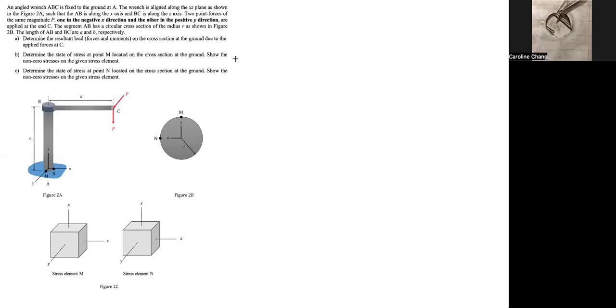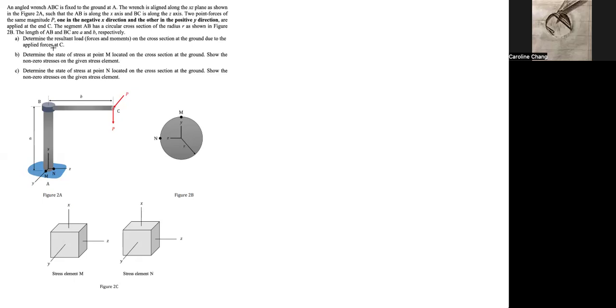Hello everyone. Today we're going to be working through a combined loading problem of mechanics of materials. An angled wrench ABC is fixed to the ground at A. The wrench is aligned along the XZ plane as shown in the figure 2A, such that the AB is along the x-axis and BC along the z-axis. Two point forces of the same magnitude P, one in the negative x direction and the other in the positive y direction, are applied at the end C.